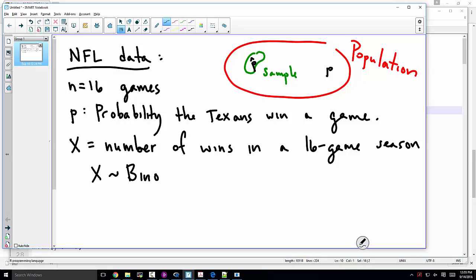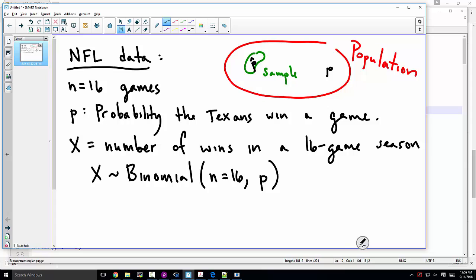Binomial would speak to flipping a coin 20 times. Suppose it's a fair coin, so the probability of heads is 0.5. Let's consider the experiment of flipping a fair coin 20 times and adding up how many heads we got. We can model that probabilistically with a binomial distribution. In our case, we have a binomial with n equal to 16, and P is the unknown parameter.